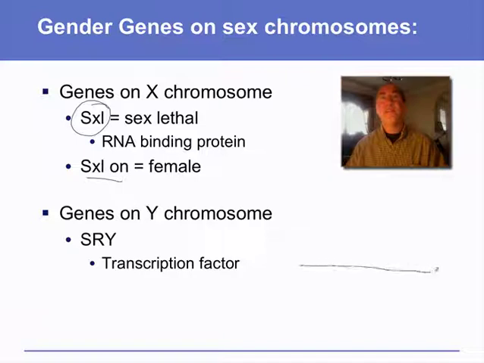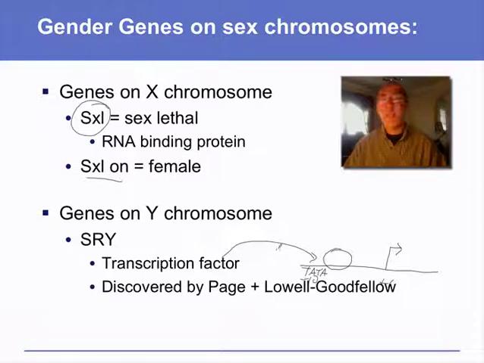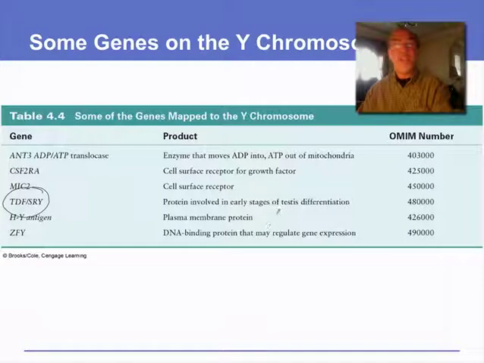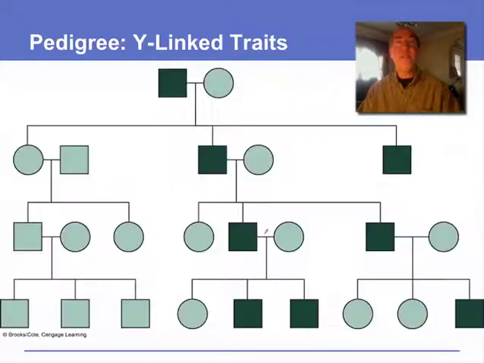Which means, if you remember back to transcription, here's a gene, here's +1, this is the transcription start site, here's -10 with the TATA box. A transcription factor binds at the promoter, so it binds at the beginning of a particular gene to turn that gene on. It was discovered by David Page and Lowell Goodfellow many years ago now, with their work on mice. A pedigree chart for the Y chromosome would look like this.